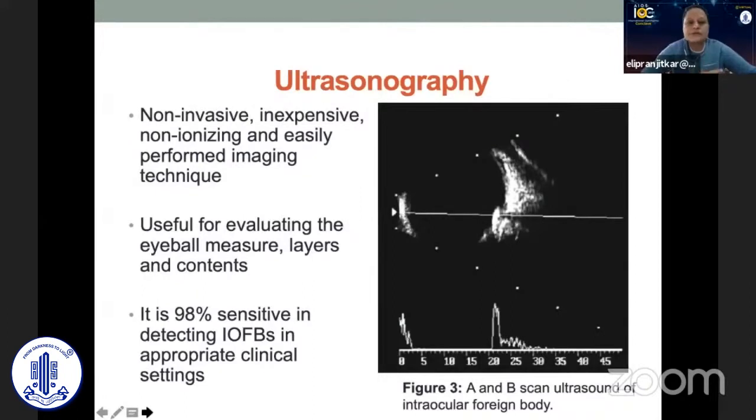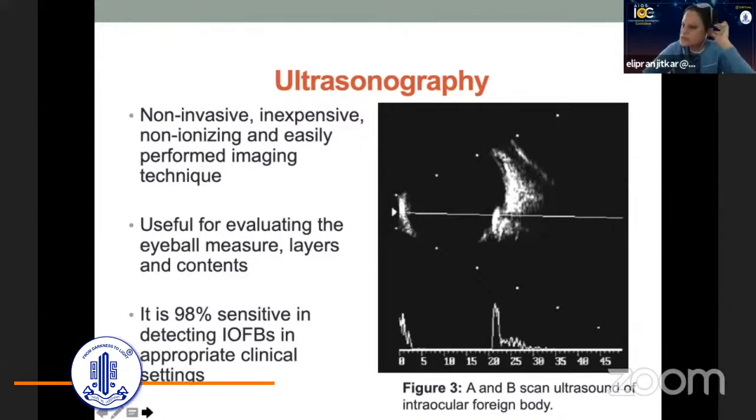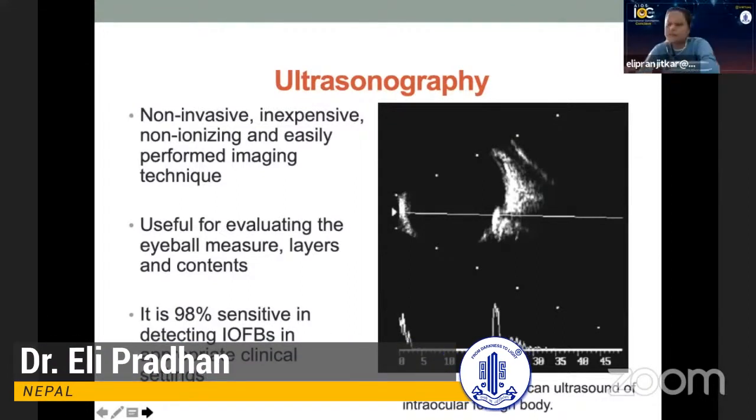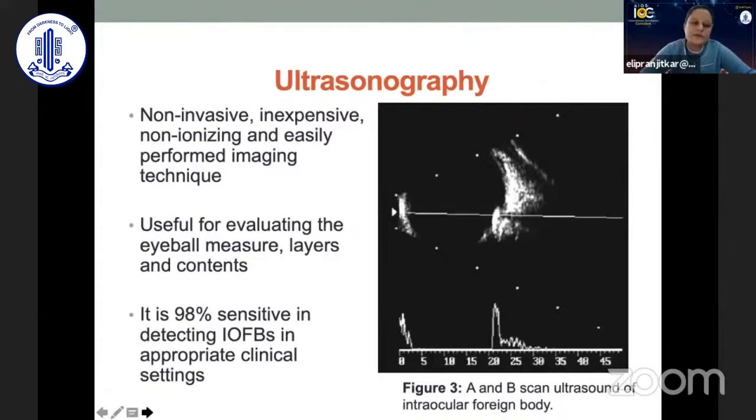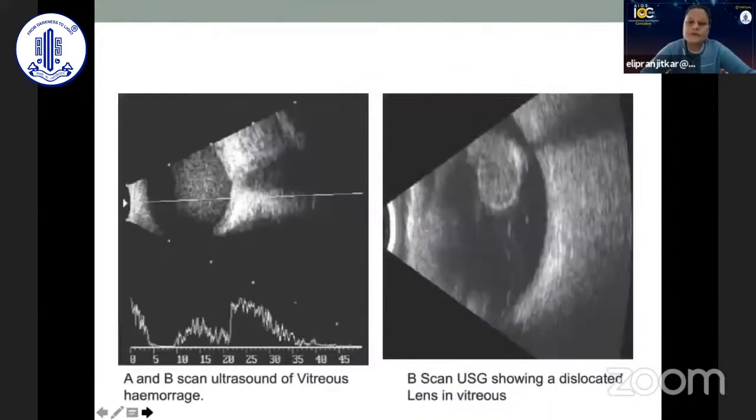Another one is ultrasonography. It is a non-invasive, inexpensive, non-ionizing, and easily performed imaging technique. It is useful for evaluating eyeball measures, layers, and contents. It's 98% sensitive in detecting intraocular foreign body in appropriate setting. And the lower one is A scan showing highly steep rising echo spikes with high reflectivity. And this one is highly acoustic, contrasting with acoustically clear vitreous. So this is the foreign body here.